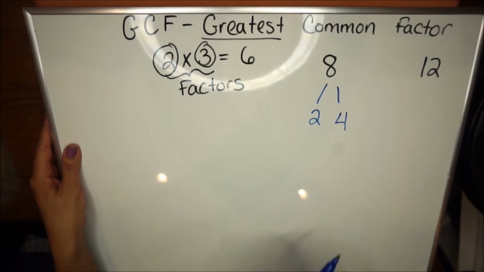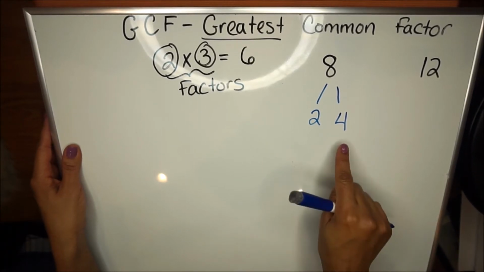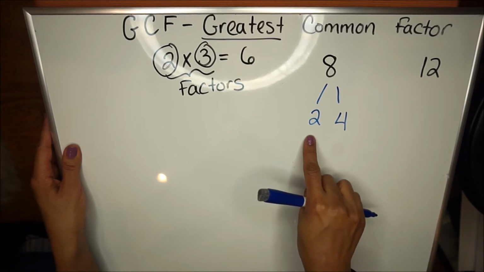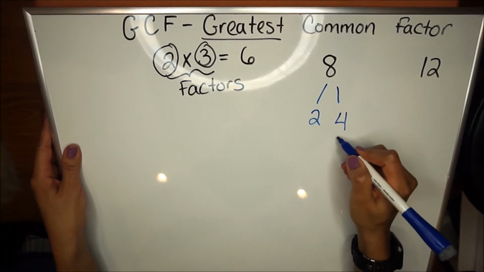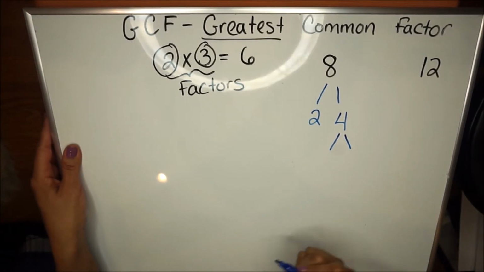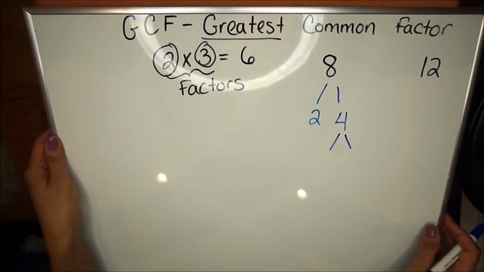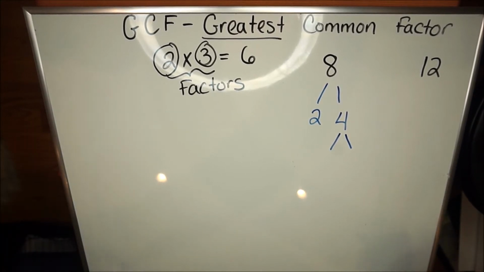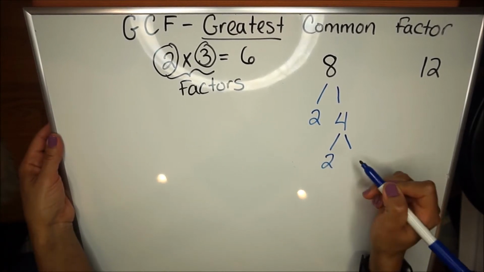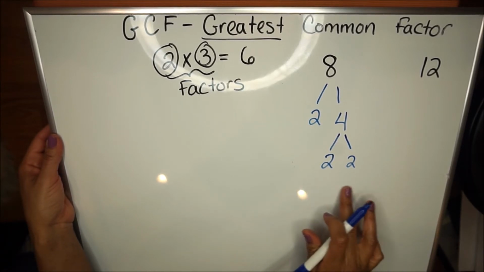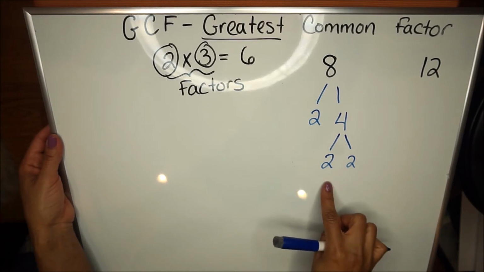The next number I'm going to factor is going to be 4. It is not going to be 2 because 2 is a prime number. I'm going to factor 4 because it's not a prime number. What are two factors I can multiply to get 4? I'm going to start out with the smallest prime number. The smallest prime number is 2. So 2 times 2 is going to give me 4. I cannot go any further because I have 2 prime numbers here.